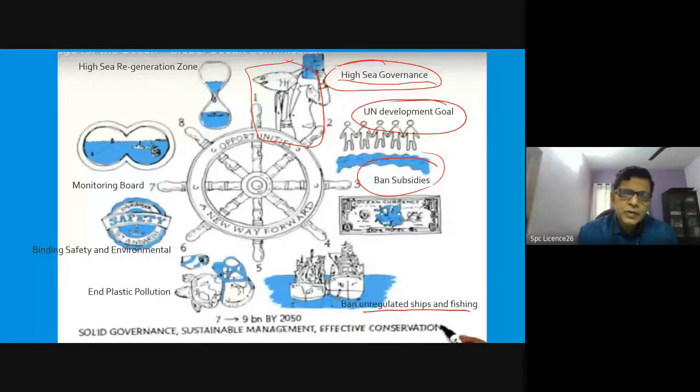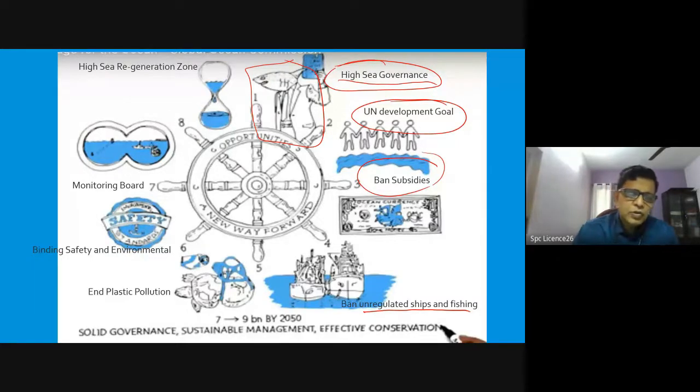Once they have delivered the oil at a particular location, they need to be cleaned. So they're taken into oceanic waters, and high speed jet engines are put to use to clean the whole tanker. And where does the wastewater go? It is dumped into the oceans. That is what we mean by unregulated shipping activities.